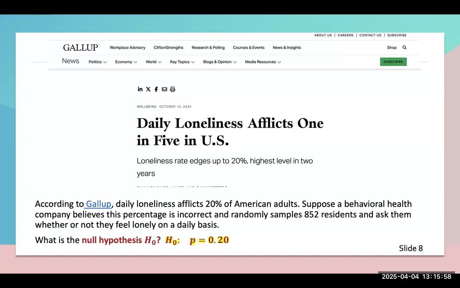And so the null hypothesis is P. Remember, P hat is a sample statistic, but just the letter P is the parameter. P is equal to 0.2, or you could write P is equal to 20%.